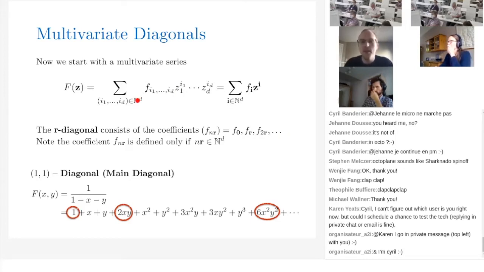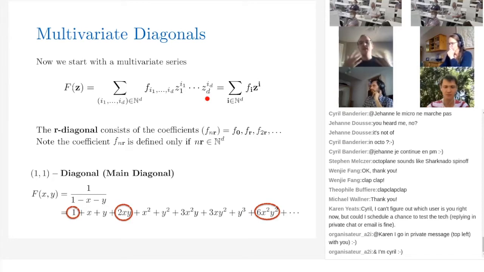So now we have a multivariate series in d variables, and I use multi-index notation. So everything that's bold you can think of as a vector, and a bold z to a bold I is a product, z1 to the I1 up to zd to the id. And eventually I'm going to be interested in a univariate sequence. So the most common way to do that is to look at what are called the diagonal sequences. So essentially you pick a vector r, and you look at all the terms whose indices are multiples of r.